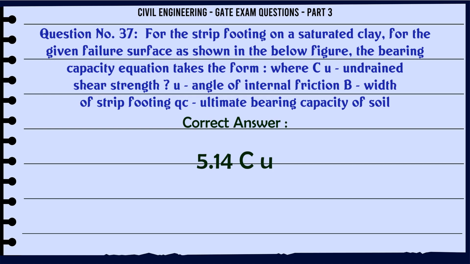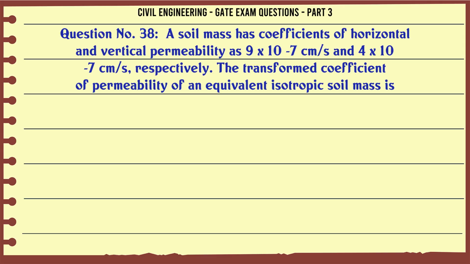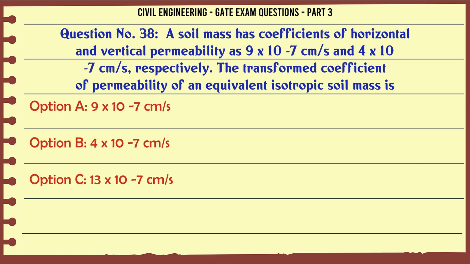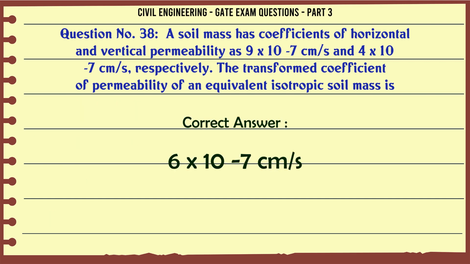5.14 Cu. A soil mass has coefficients of horizontal and vertical permeability as 9×10⁻⁷ cm/s and 4×10⁻⁷ cm/s respectively. The transformed coefficient of permeability of an equivalent isotropic soil mass is: A. 9×10⁻⁷ cm/s, B. 4×10⁻⁷ cm/s, C. 13×10⁻⁷ cm/s, D. 6×10⁻⁷ cm/s. The correct answer is 6×10⁻⁷ cm/s.